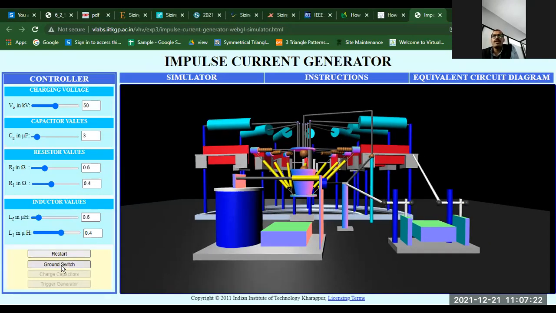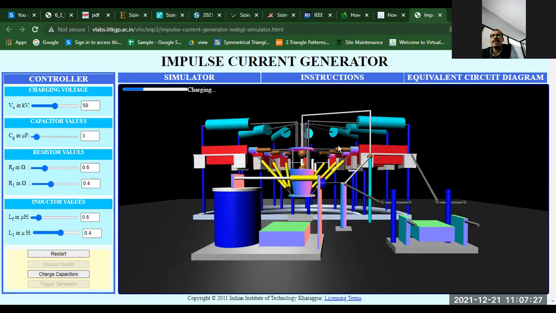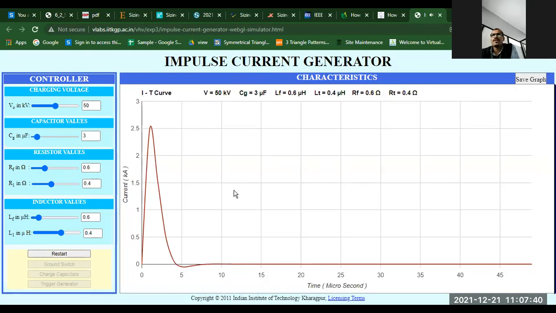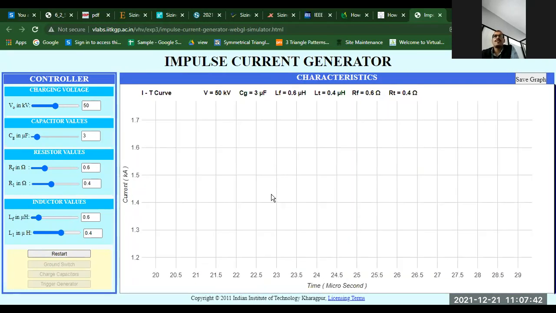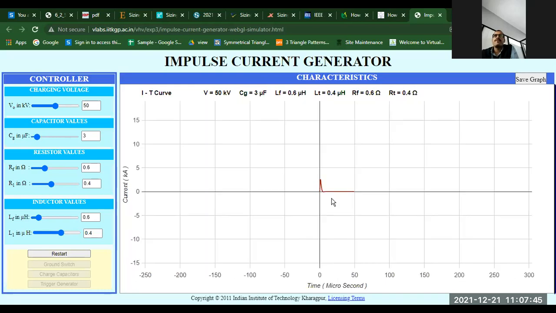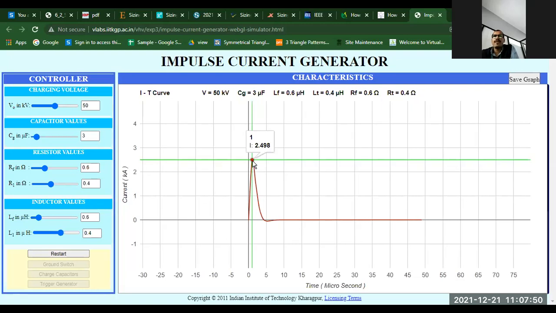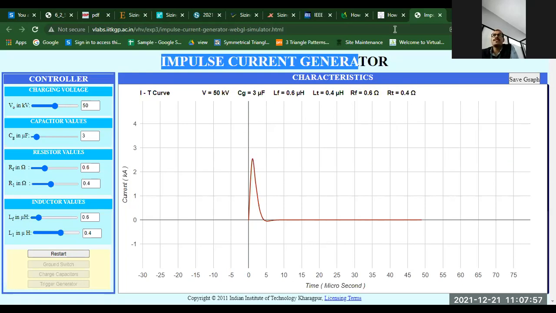If I click on open ground switch, the switches are open, and charging the capacitor is the same procedure again. But now you can see red colored capacitors. Now they have been charged to green color, and I click on the trigger. Triggering is going on, and you can see how the current increases. See, this is the figure we need. Here you can see how the current takes place. It has gone to 2.49, around 2.5, in 1 microsecond. We will understand this impulse current generator in the next lecture.